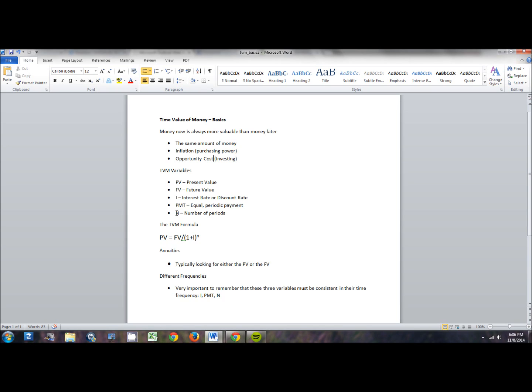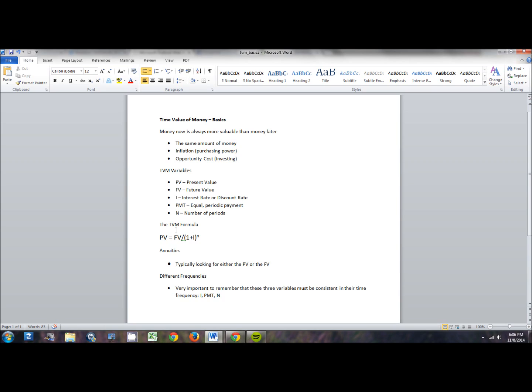And then N is nothing more than the number of periods that are in the time value of money problem. So if you're looking at a yearly problem, then it might be 2 years or 3 years or 5 years. If you're looking at a monthly problem, it might be 10 months or 100 months or 300 months, right? It's simply going to be the number of periods that you are trying to examine.